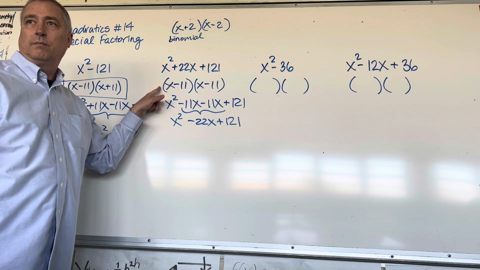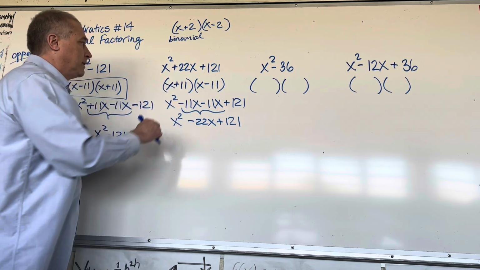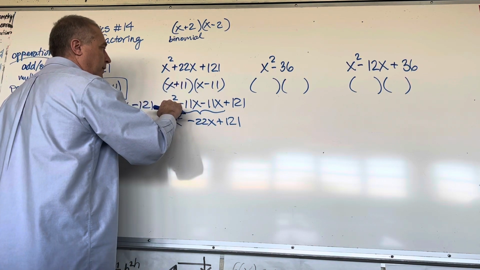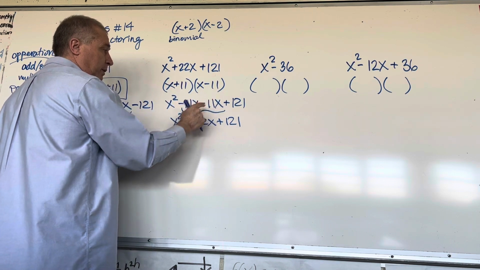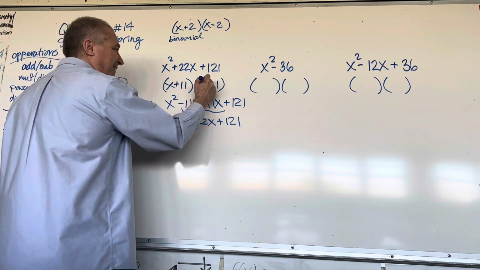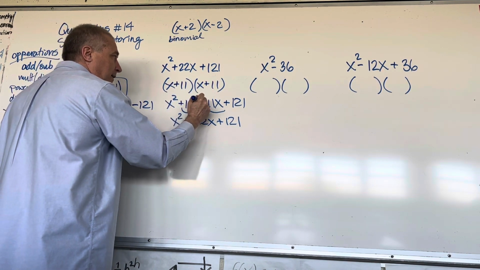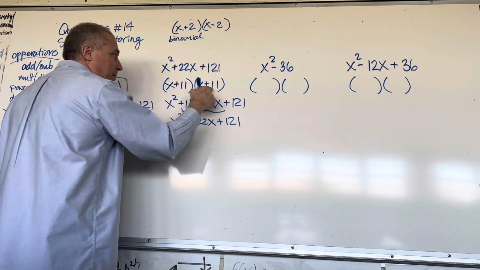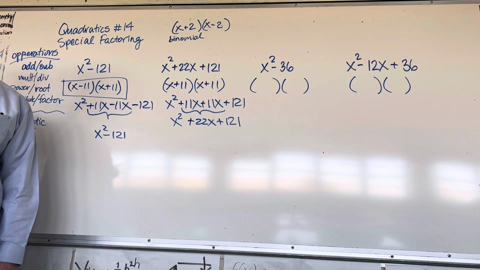Which one? The first one. But wait a minute. Just the first one? Because now, if I do this, I get x squared. I'll get a positive 11x and a negative 11x, and it'll disappear in here, and this will be gone. The second one. Now I'll get an x squared, I'll get a positive 11x and a positive 11x and a positive 121, so this will be this. Does it help you?